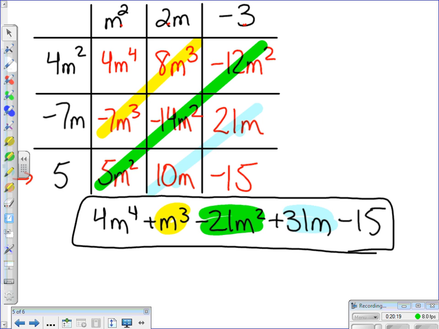This chart may seem like more work, but it actually organizes everything so that you can get each problem right. And it's important that you find the method that works best for you, that you can get these problems right.